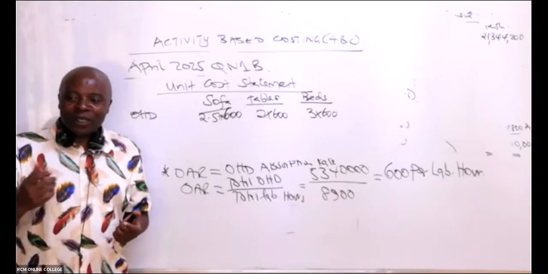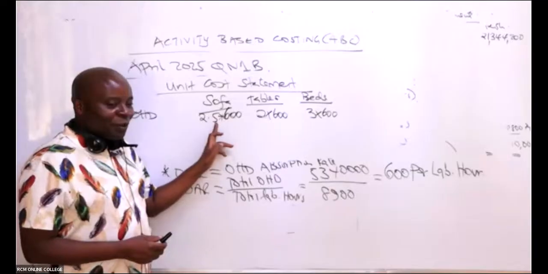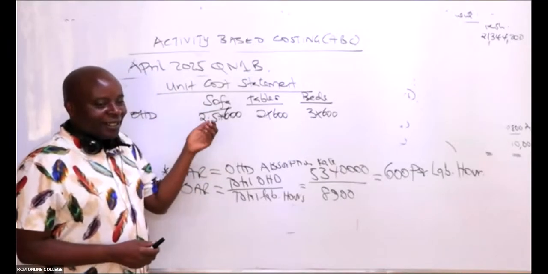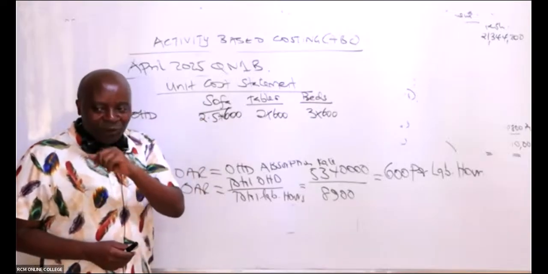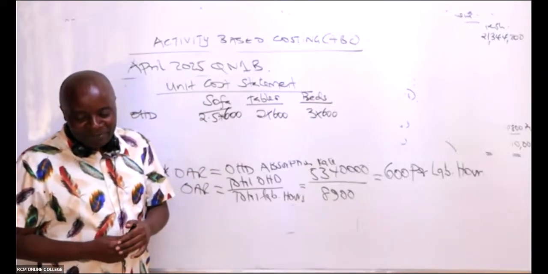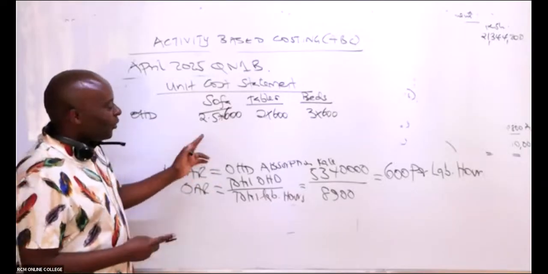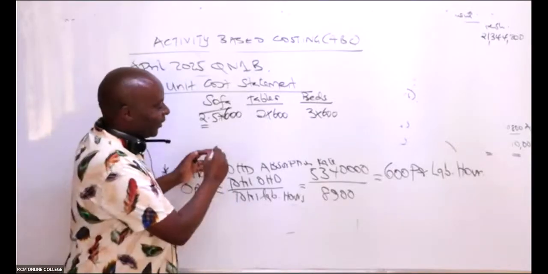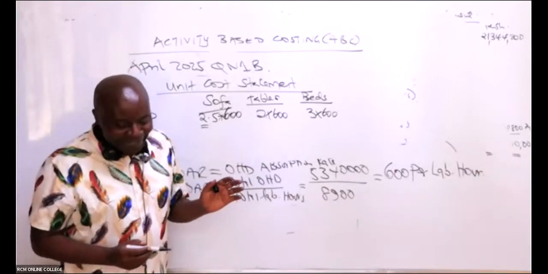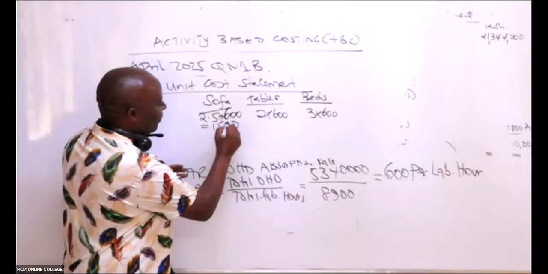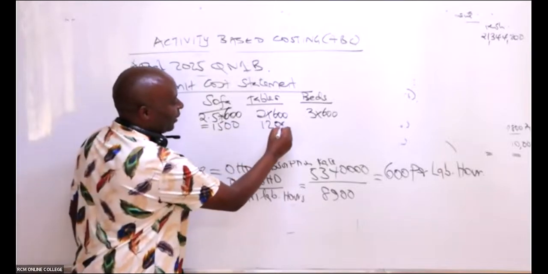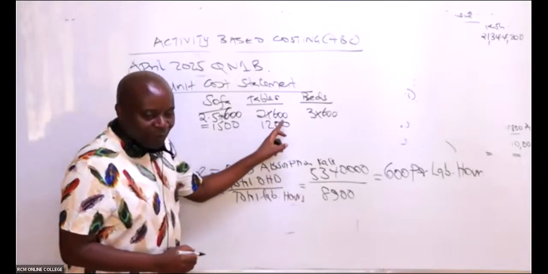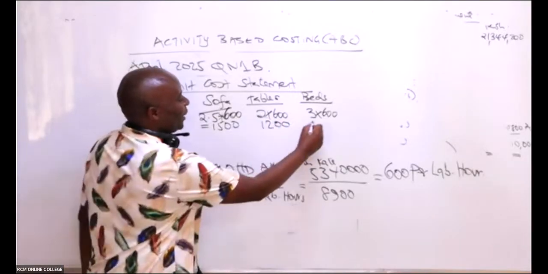Remember, if they wanted a total, then I would have multiplied this with the number of units. Like if you're going to make 1,000 sofa sets, then times 1,000. But you see, this is just for one unit. So 2.5 times 600, this gives me how much? 1,500, thank you so much. This is 1,200, 2 times 600. And the last one is 1,800.